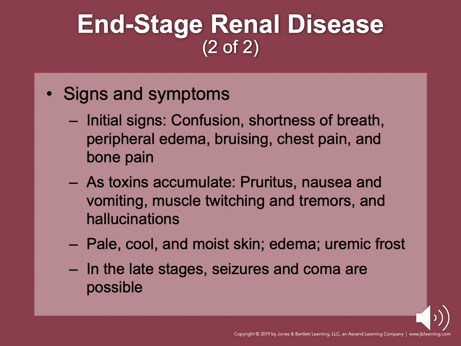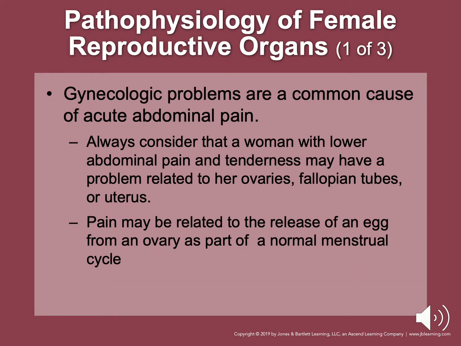Gynecologic problems are a common cause of acute abdominal pain. I always consider that a woman with lower abdominal pain and tenderness may have a problem related to her ovaries, fallopian tubes, and uterus. Pain may be related to the release of an egg from an ovary as part of the normal menstrual cycle.